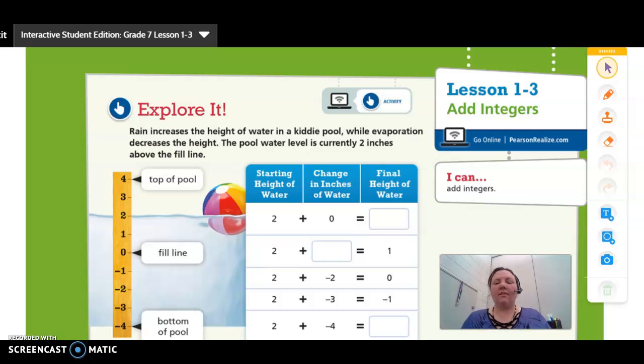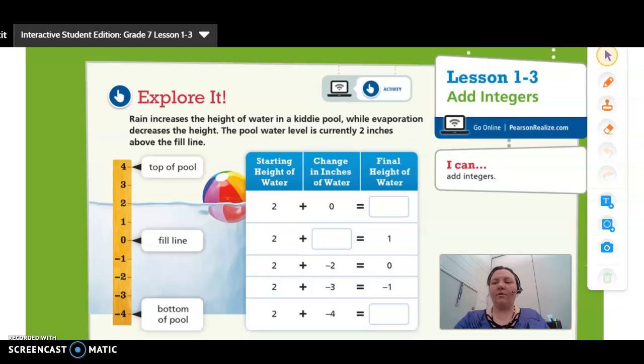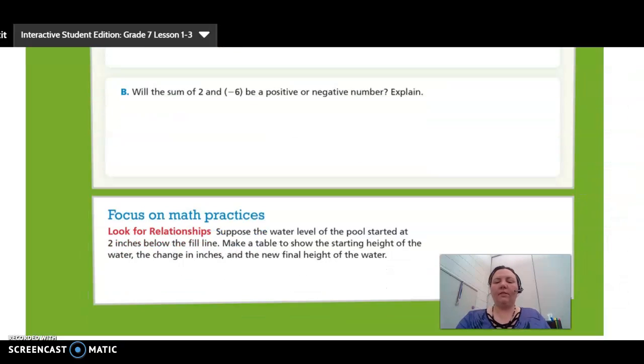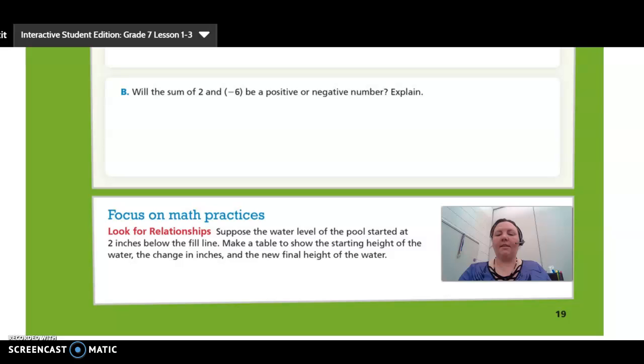So now we're going to take that concept and make it a little more formal and use our math tools to do it on paper. This lesson comes out of your student workbook. It is lesson 1-3 in your student workbook, which starts on page 19.